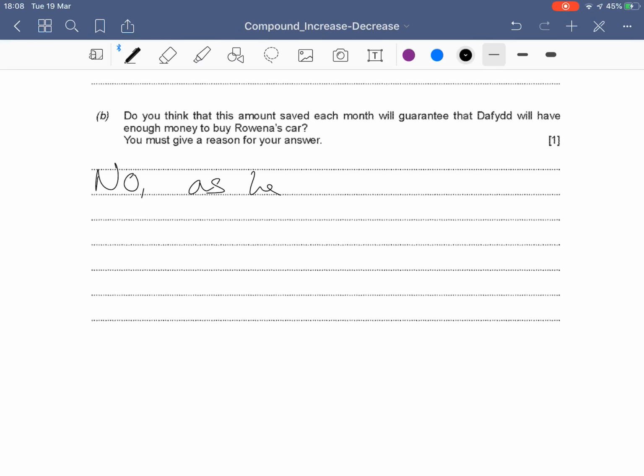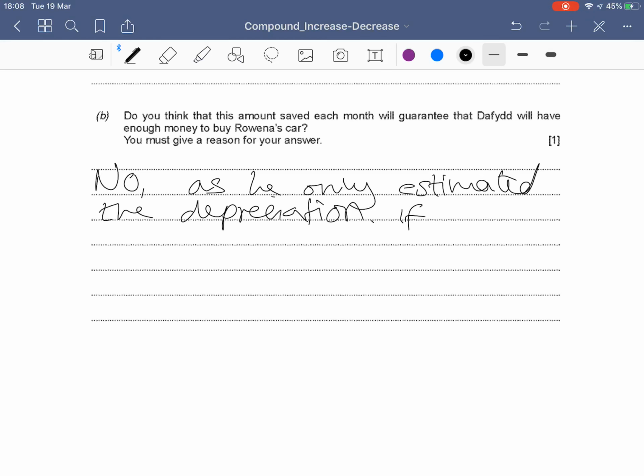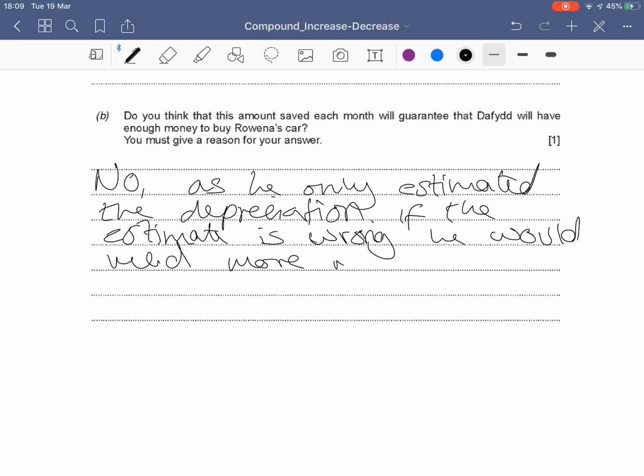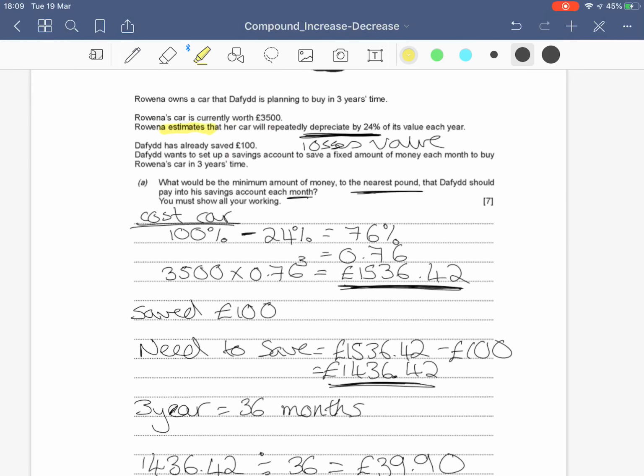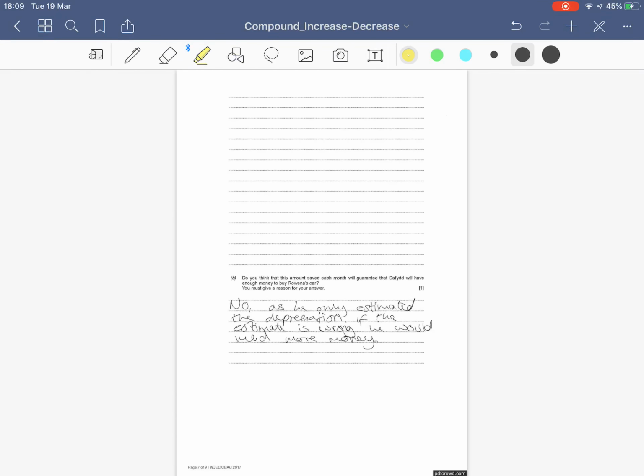So as he only estimated the depreciation, if the estimate is wrong, he would need more money. You could also say that because he's saving his money, he could earn interest on that money, but it doesn't matter which way you write it.